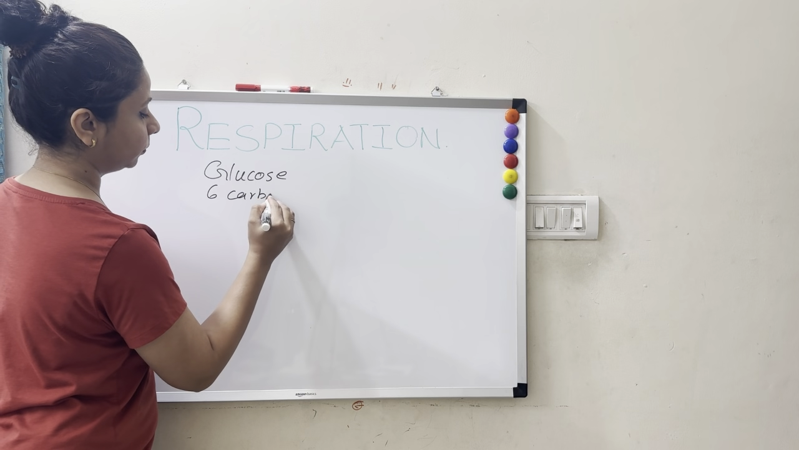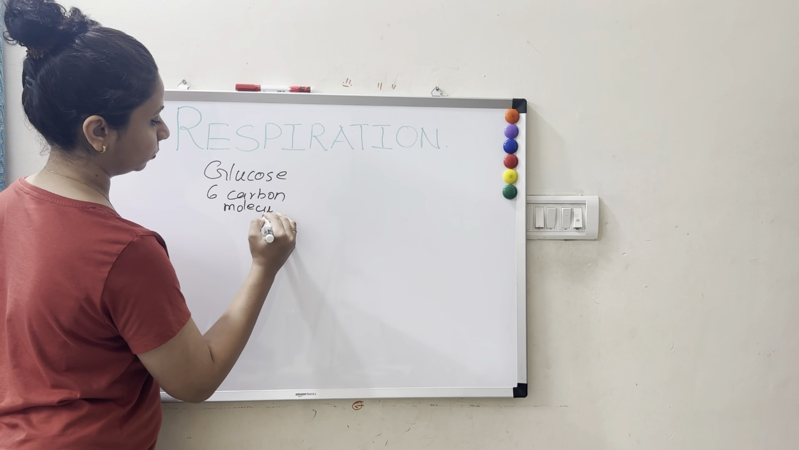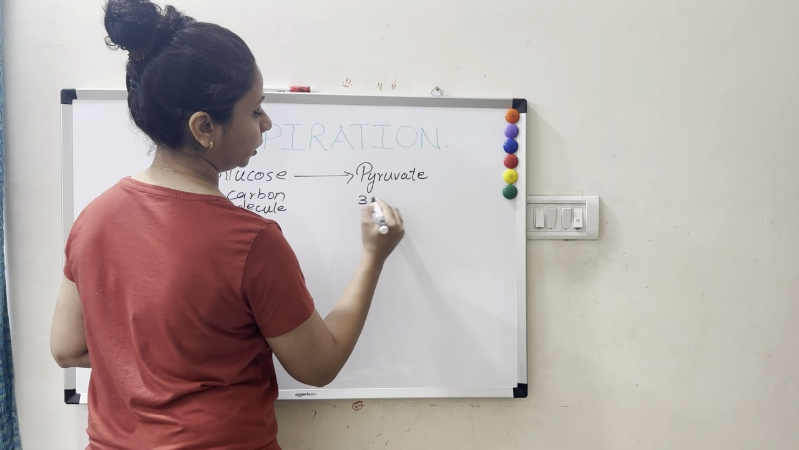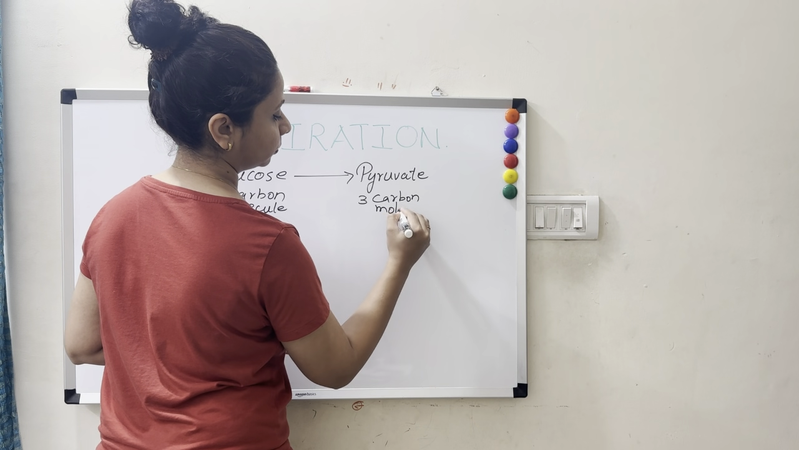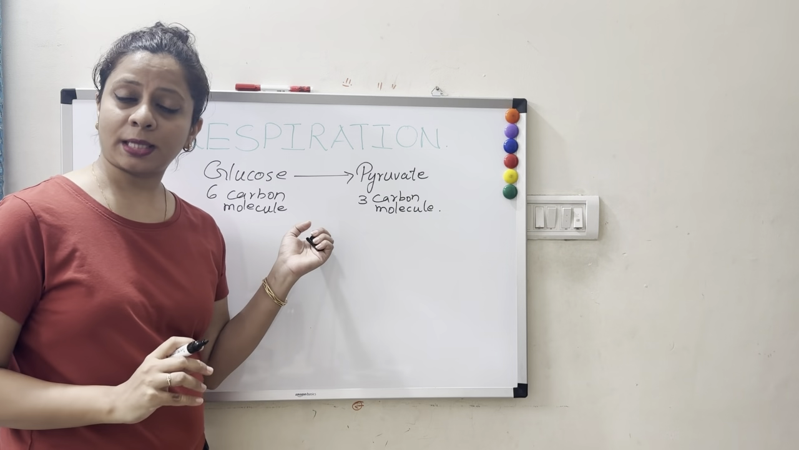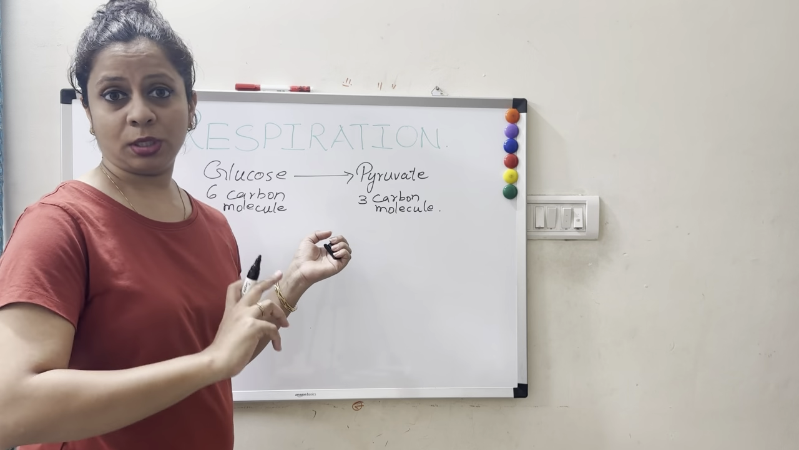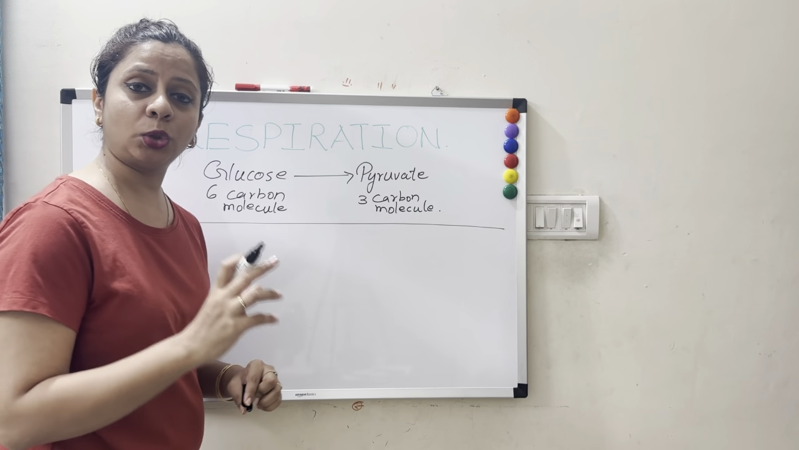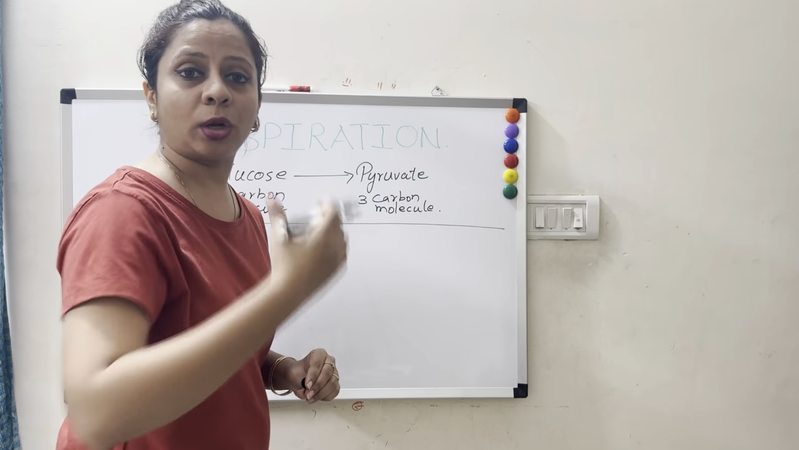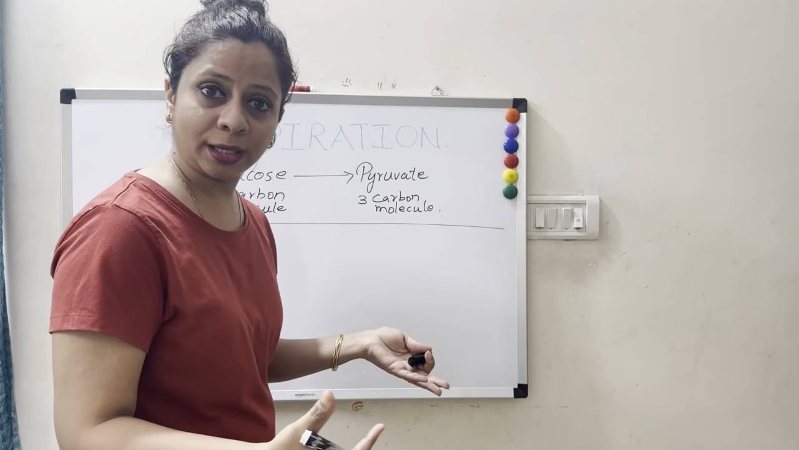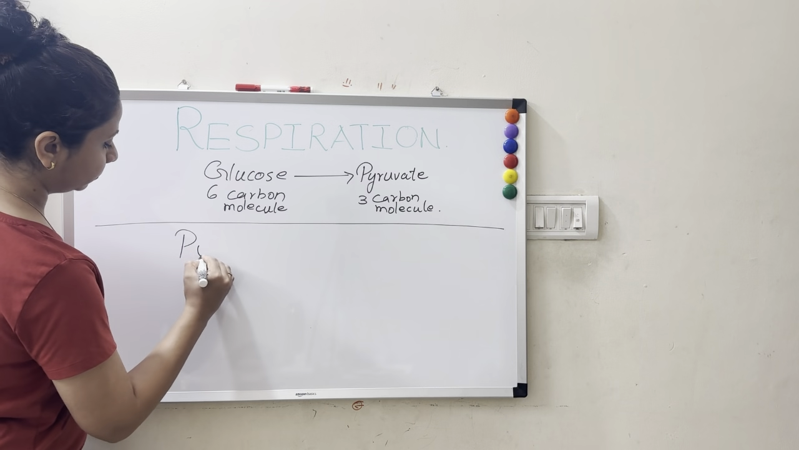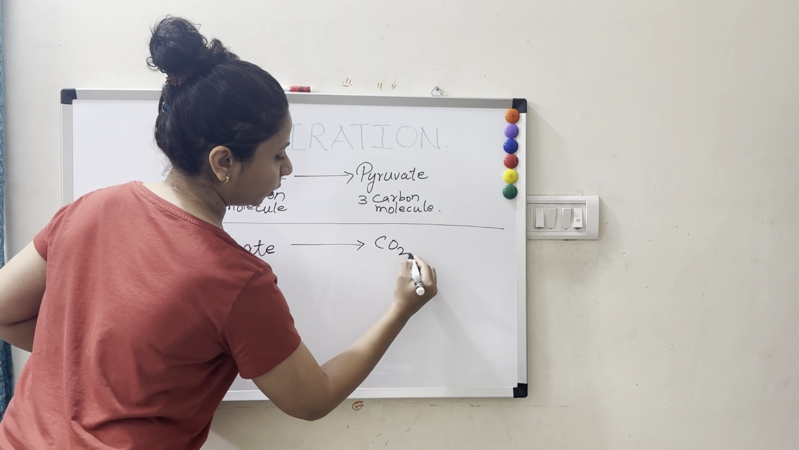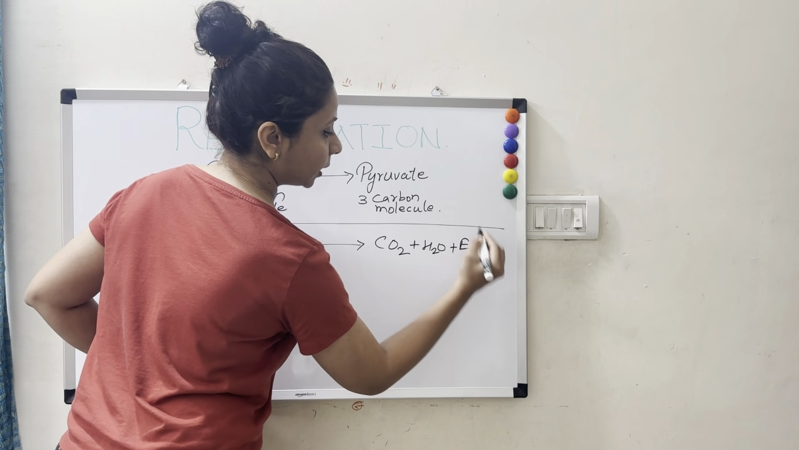Glucose, a 6 carbon molecule, gets converted into pyruvate, a 3 carbon molecule. ये पहली कॉमन स्टेप है सभी ऑर्गेनिज्म में फॉर ऑफ दिस रिएक्शन। Next, from here onwards the reaction changes according to the organism. In higher organisms like us, the humans or the animals, here pyruvate gets converted into carbon dioxide, water plus energy.